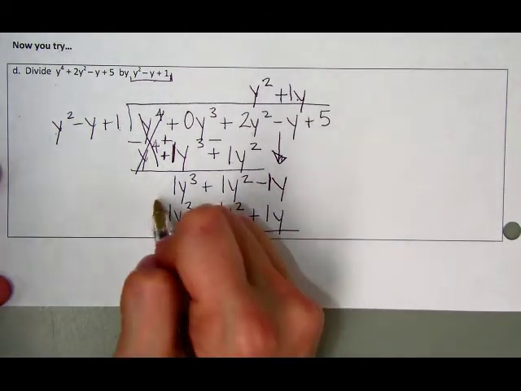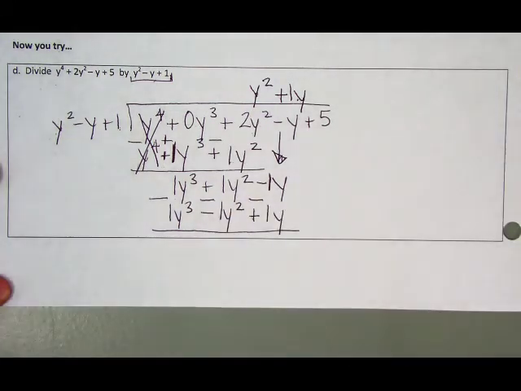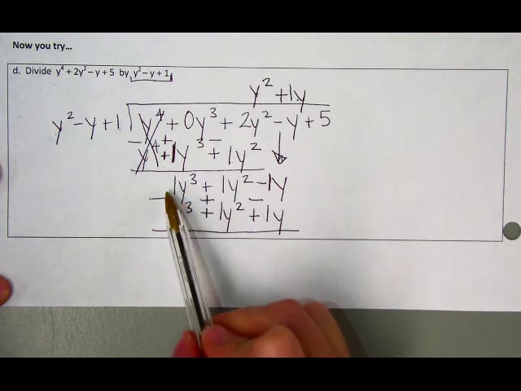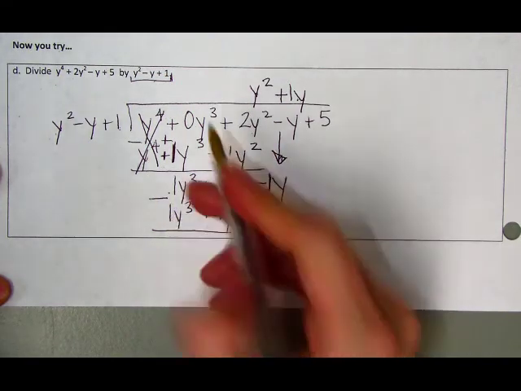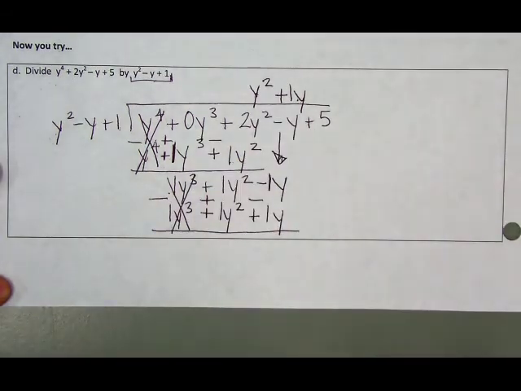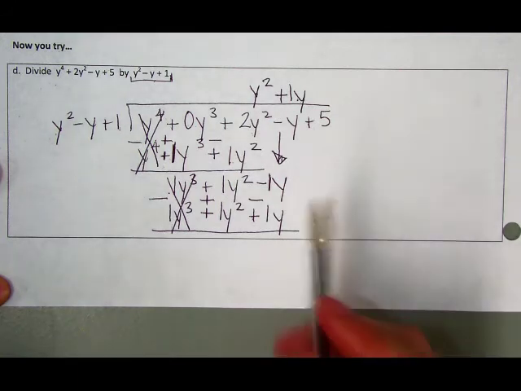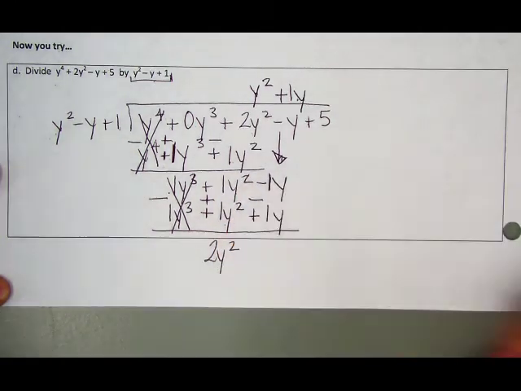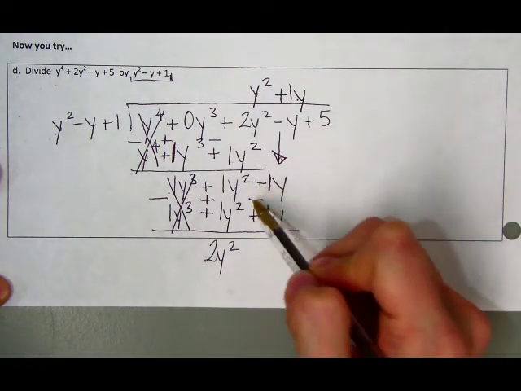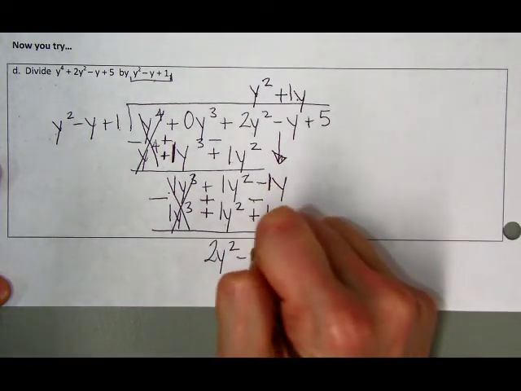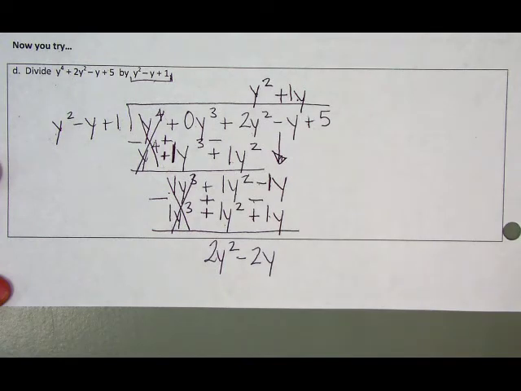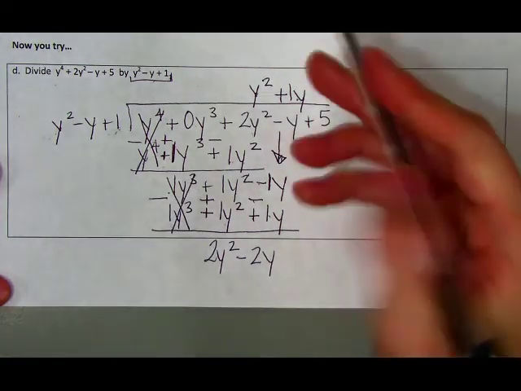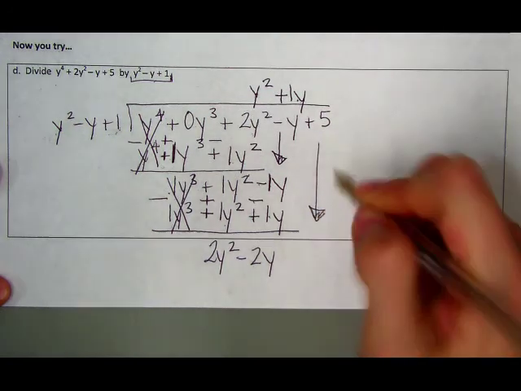Subtracting all these terms, wherever we have double negatives, we can fill in with positives. 1y cubed minus 1y cubed cancel out to give us 0, just like we wanted. 1y squared plus 1y squared gives us 2y squared. And negative 1 minus 1 gives us a negative 2y. We still have a trinomial on the outside. We can still bring down one more number, so we're going to bring down our positive 5.